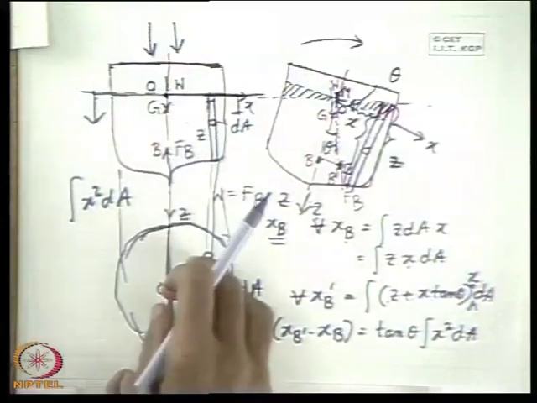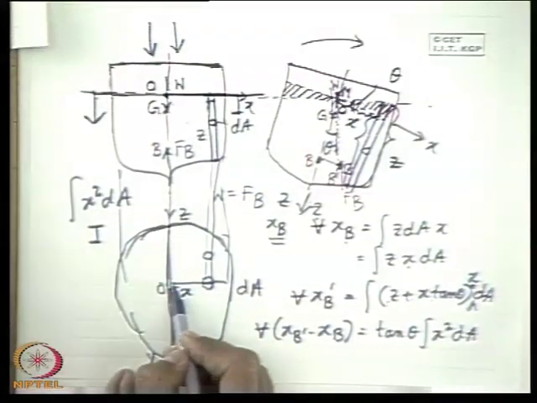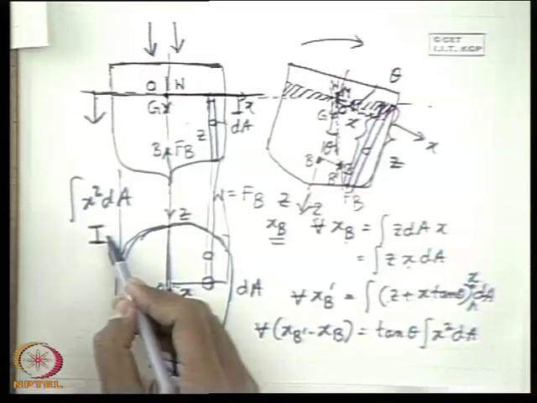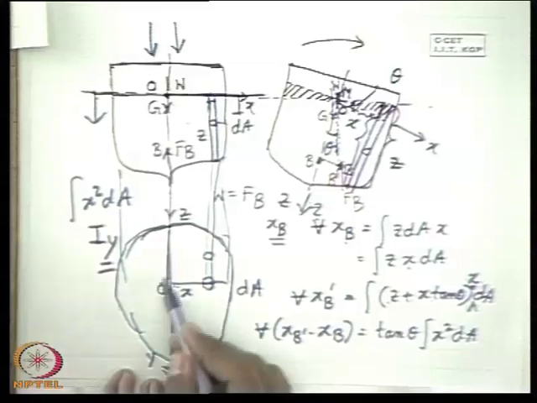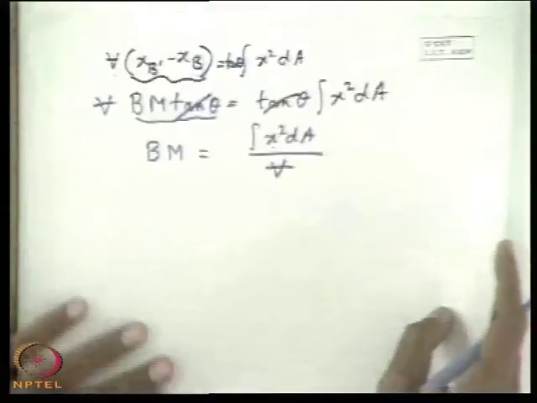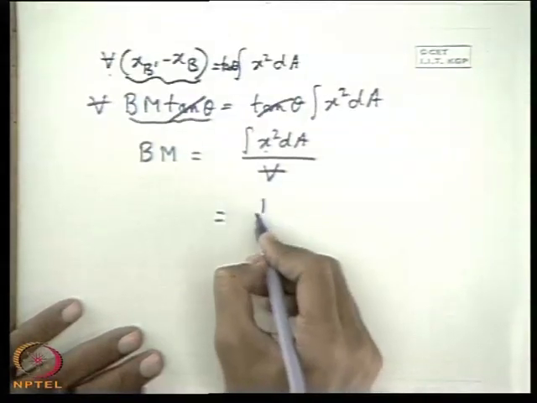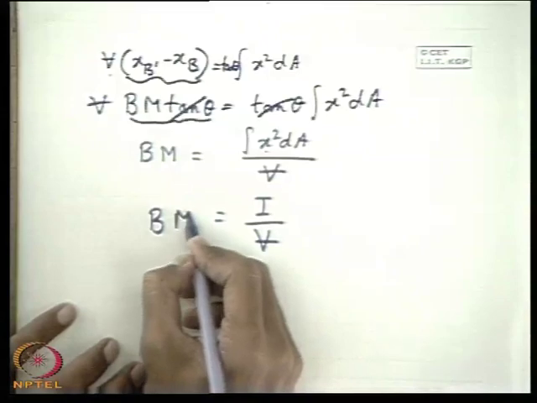So, if you can understand this nomenclature, x square dA as we defined as I, simply I, we make IY. Again, y makes a confusion that you will have to take this as the y-axis. So, simply I, so that I can write BM is equal to, this is a very important formula, I by V. So, nomenclature is like this.